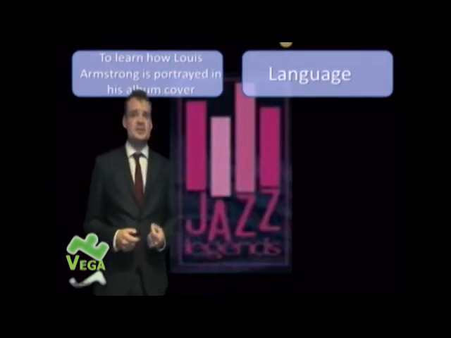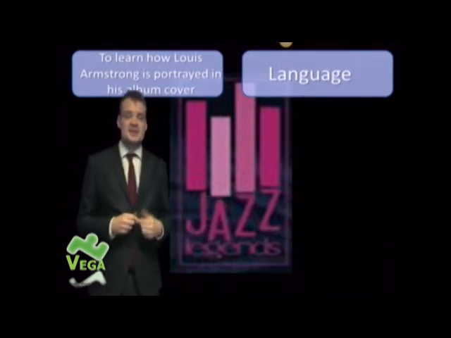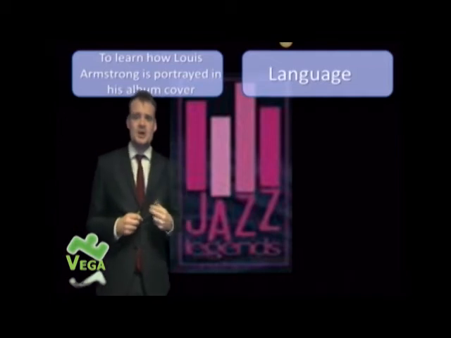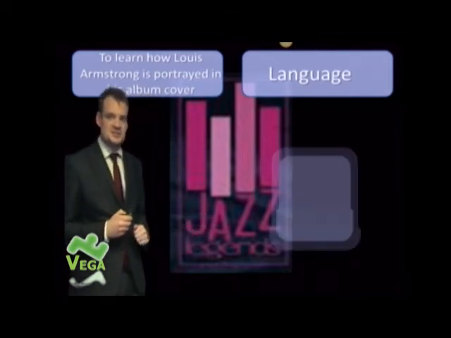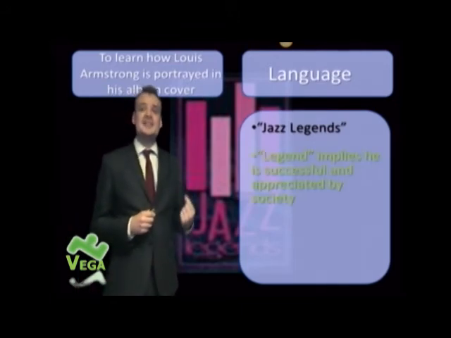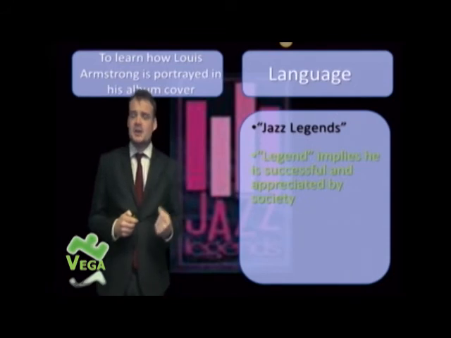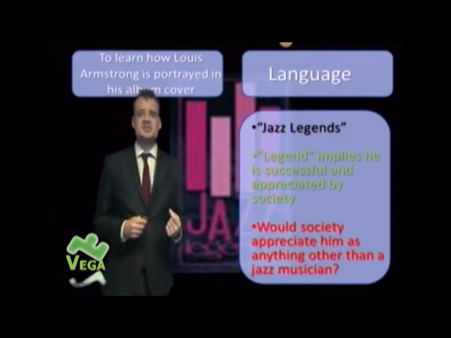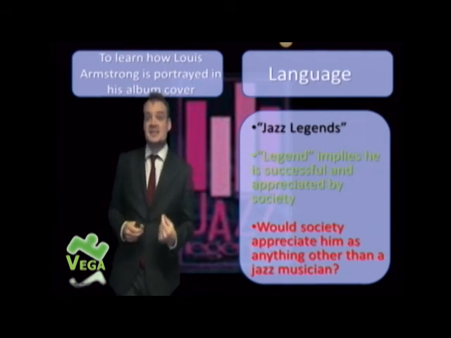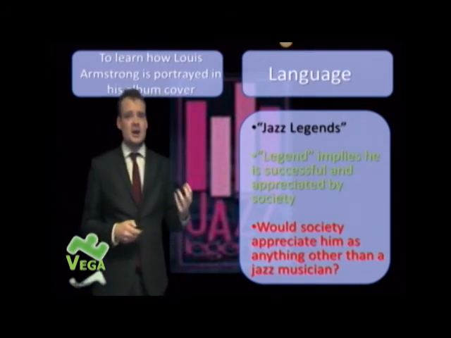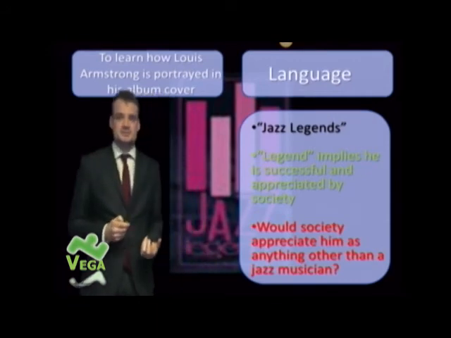Finally, let's look at the language. It's quite a difficult album cover to write about in terms of language because there really aren't very many words, but have a look here, down in the bottom left hand corner, we've got jazz legends. So the word legend could imply that he is successful and appreciated by society, but at the same time it could raise the question of, would society appreciate him as anything other than a jazz musician? Are black people being typecast or stereotyped as simply black jazz musicians?